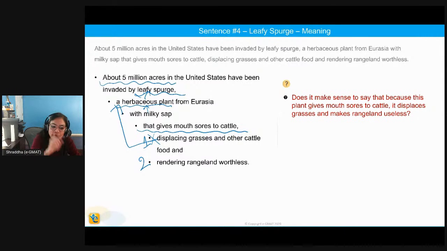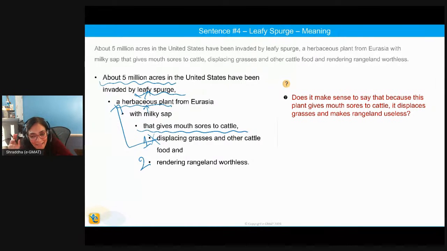So if we say that it is the milky sap that gives mouth sores, or if we say that it is the leafy spurge that gives mouth sores because of the milky sap, both mean the same. Because indeed, eating leafy spurge gives mouth sores to the cattle. So, coming back to the point, it is the leafy spurge that displaces grasses. And because these grasses and cattle food are displaced by leafy spurge, the cattle will not go to those grazing grounds.